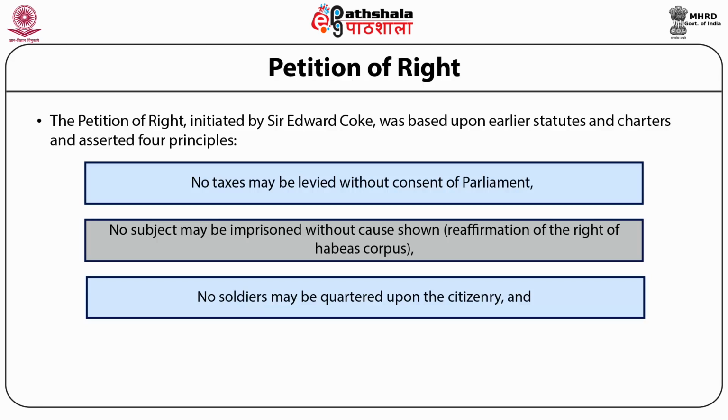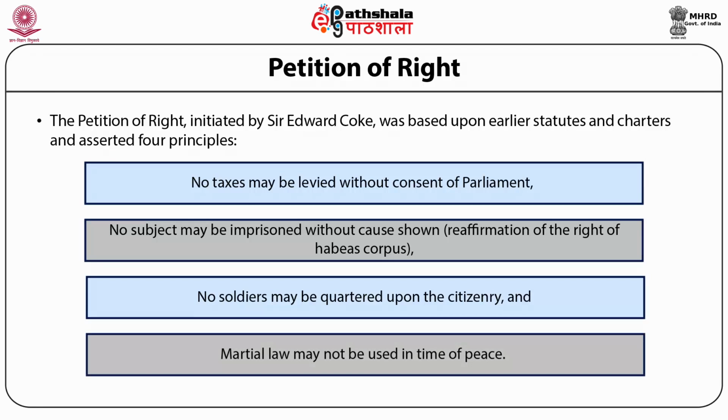Finally, the Petition of Right stated that martial law may not be used in a time of peace. And this was key. This was essentially what Charles I was doing. Quartering of troops in subjects' houses was permissible provided the realm or the country was under attack. But if this was not the case, then the Petition of Right said martial law may not be imposed in a time of peace.